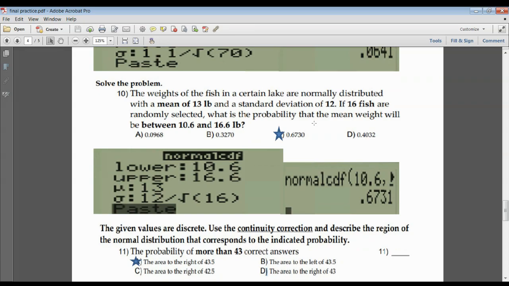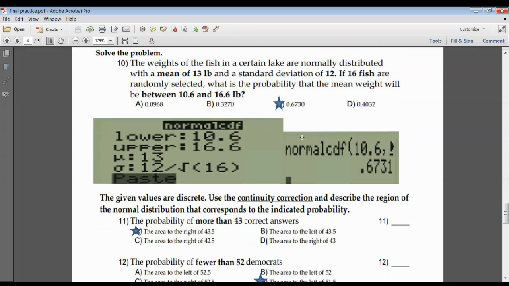The weights of fish in a certain lake are normally distributed. Mean is 13. Standard deviation is 12. If 16 fish, I've even highlighted it. The giveaway is when I say central limit there. All these problems until the directions change deal with central limit. You're not working with one fish. You're working with 16 fish. So your lower limit is, we're looking for the probability of a fish weighing between 10.6 and 16.6. So 10.6 is your low, 16.6 is your upper. Mean doesn't change, it's still 13. However, standard deviation becomes the original standard deviation, 12, divided by the square root of how many fish we're talking about. I could have taken the square root of 16, gotten 4, 12 divided by 4, and put that in as 3. That I could have done in my head. I didn't have to have a calculator do this for me, but no harm. And here again, you see your answer is off by 1/10,000, 0.6731.